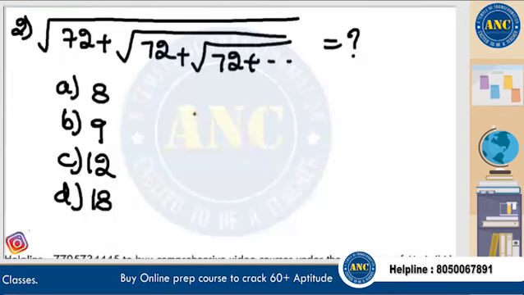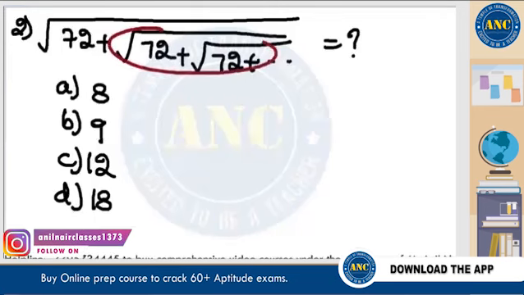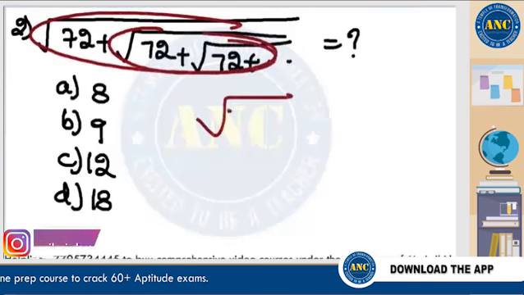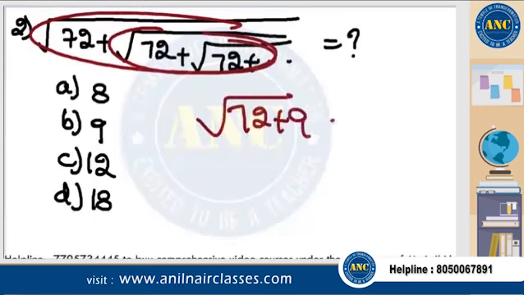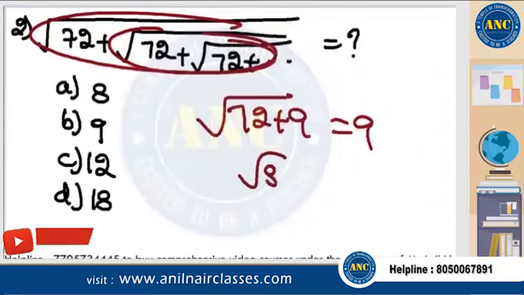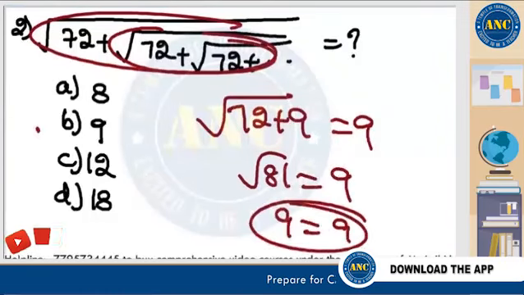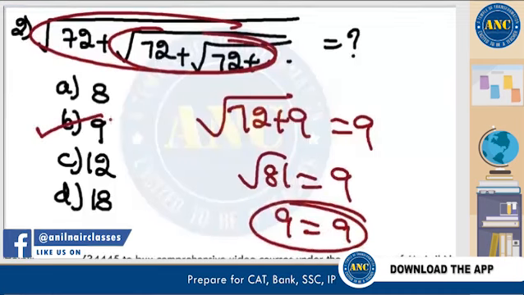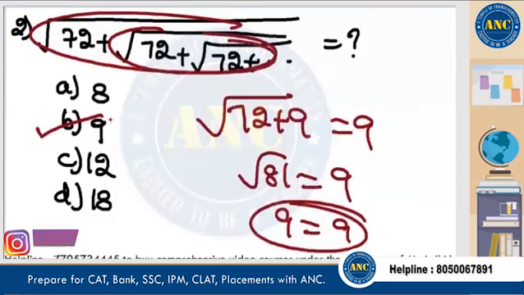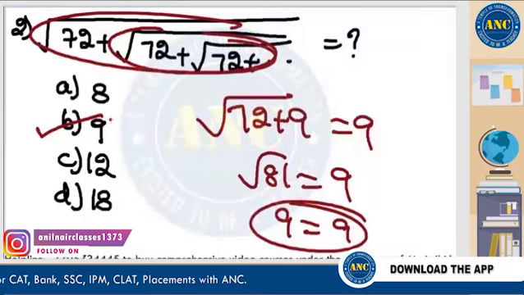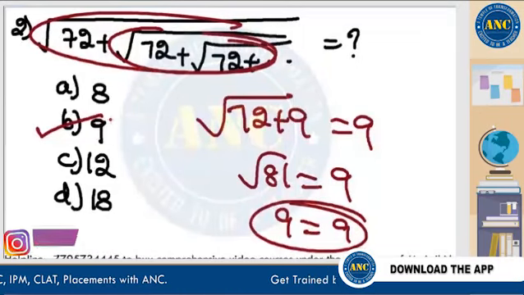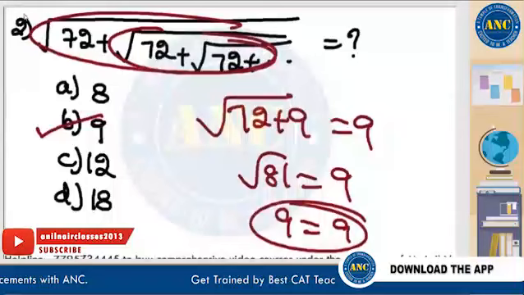So it is simple. Square root of this entire value is equivalent to the question. Square root of 72 plus 9 is root 81, which is 9. 9 equals 9. Answer is 9. I will solve one more question, then we will go for a break.